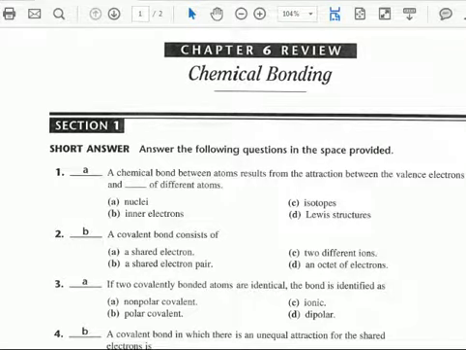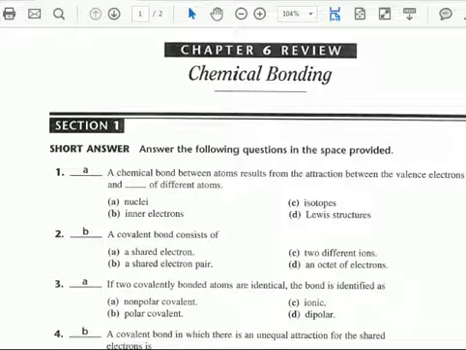Number 2, a covalent bond consists of... So it's a covalent bond, so it's not a transfer, right? There are no ions involved. That would be an ionic bond if there was a transfer and ions involved. But this is a covalent bond, so it's going to be sharing. We're going to be sharing electrons. And because we know we're sharing, we can eliminate options C and D right off the bat.